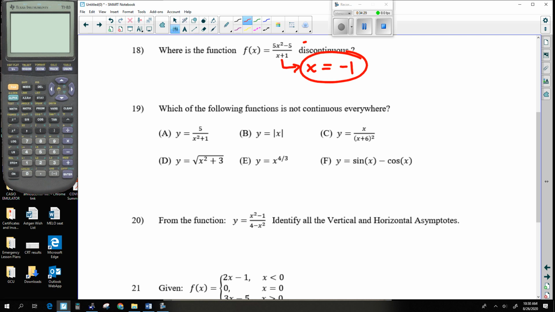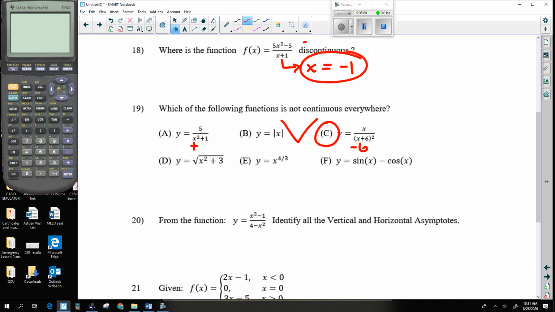Which of the following functions is not continuous everywhere? So again, is it possible to get bad mathematics? If you square a number, that number is always going to be positive or 0. So there is no possible way for x squared to be negative 1. So that one's good to go. This one is continuous everywhere. Absolute value is continuous everywhere. Uh-oh. I can make x a -6 in that case, making a denominator 0. So that is discontinuous.